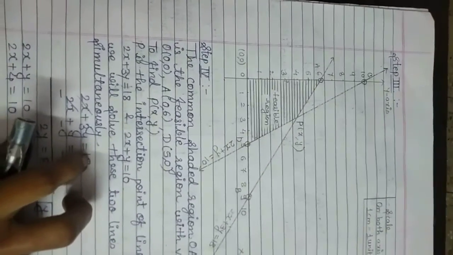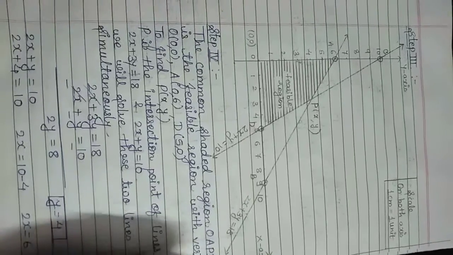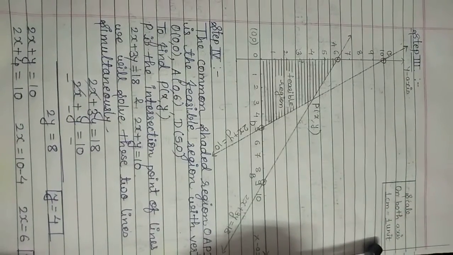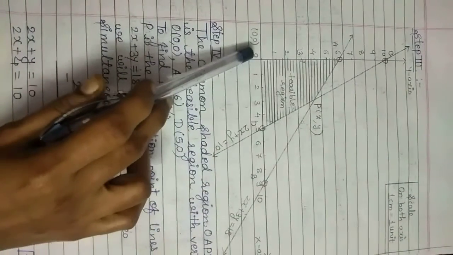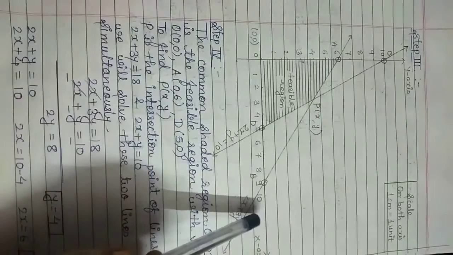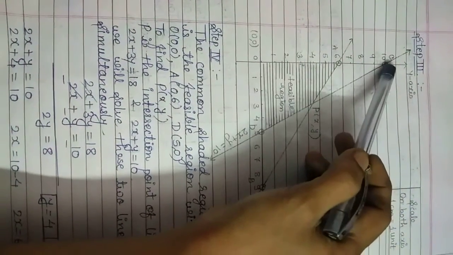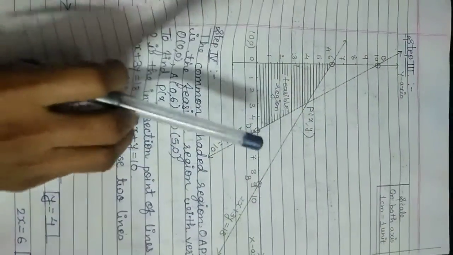step number 3. Here we are going to draw the graph. So first we will draw x-axis and y-axis. Then scale is on both the axis 1 centimeter is equal to 1 unit. So here we have numbers from 0 to 10 on x-axis, similarly numbers from 0 to 10 on y-axis. Now we will plot these points.